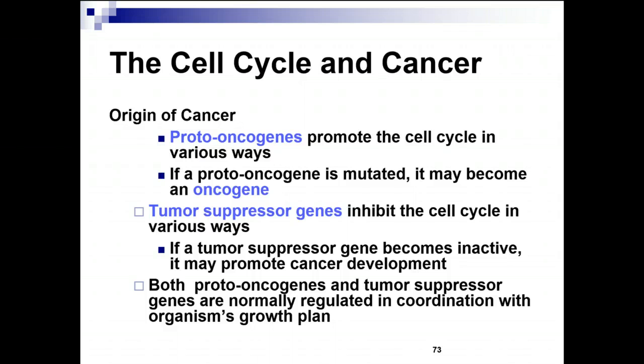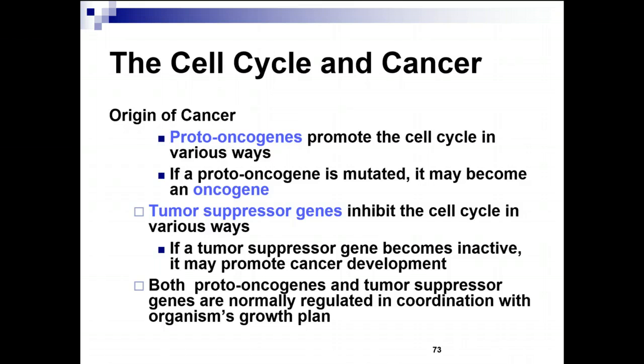Think of it this way. The proto-oncogene is like the gas pedal or the accelerator in the car. The accelerator makes the car go, just as the proto-oncogene makes the cell divide. Tumor suppressor genes act like the brake pedal in the car. The brake pedal makes the car stop, just like tumor suppressor genes tell the cell to stop dividing.